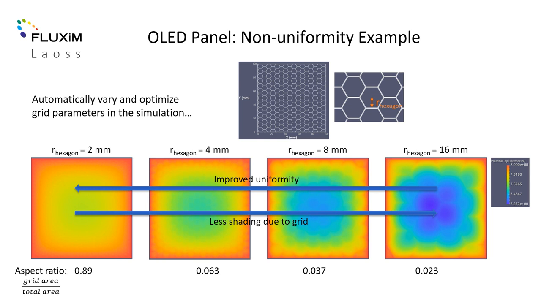However, as the metal grid is non-transparent, it also has a shading effect. This effect is increasing with decreasing radius and could lead to a lower emission in total. The simulations in Laoss allow you to find the optimal configuration of your electrode.